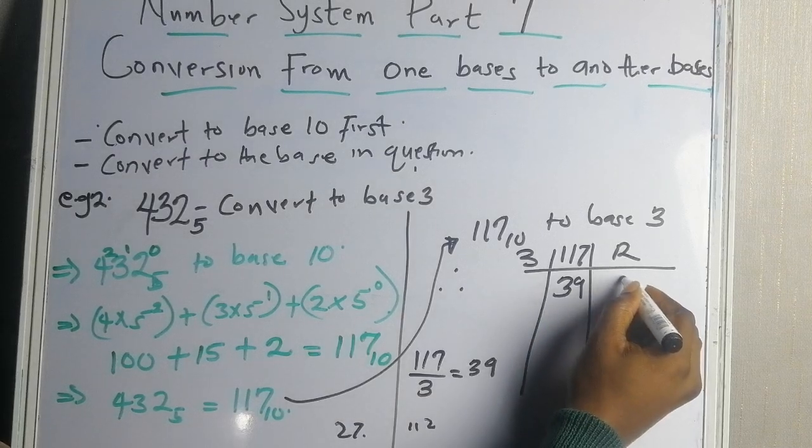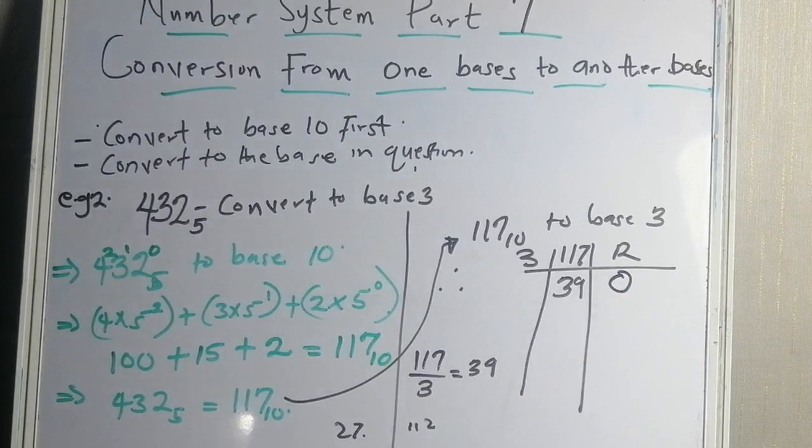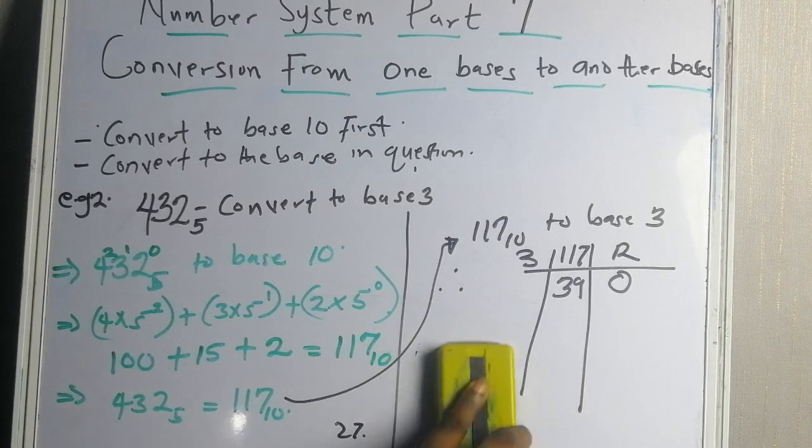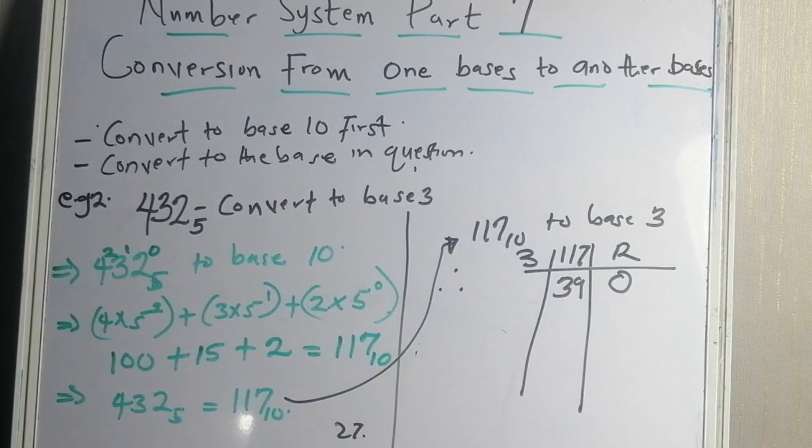It means there is no remainder. Remainder what? 0. It went easily. So there's no remainder at all. So you have another 3, since you've done the first division. You've done the first division, then you can go for the next division.